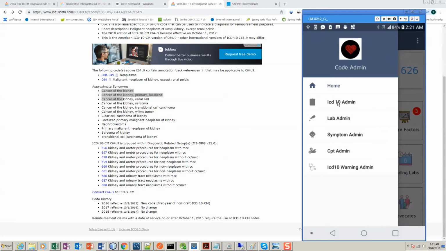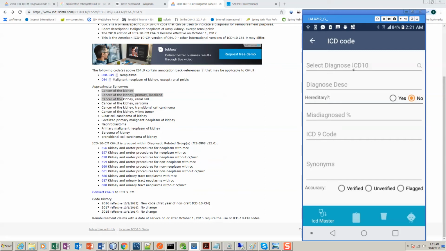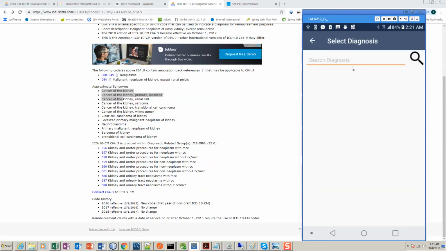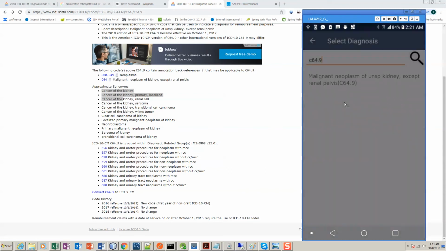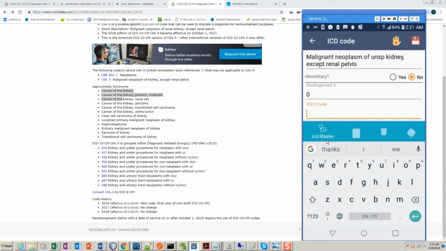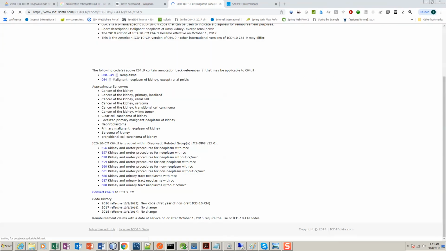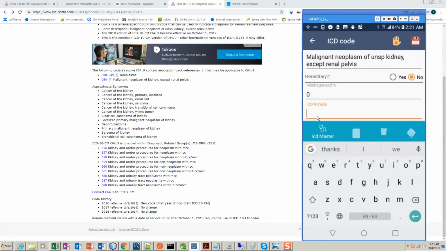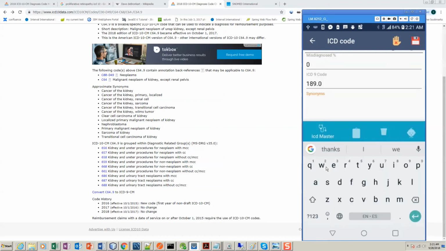You're going to find the ICD-10 admin, and you're going to find C64.9, and you're going to tell the other patients that the ICD-9 code for this is 189.0, and that the synonyms include nephroblastoma.